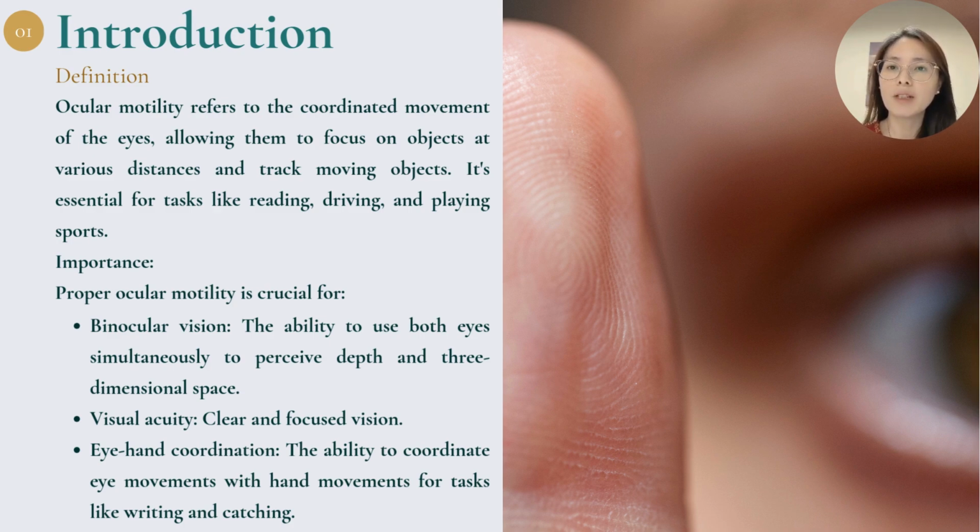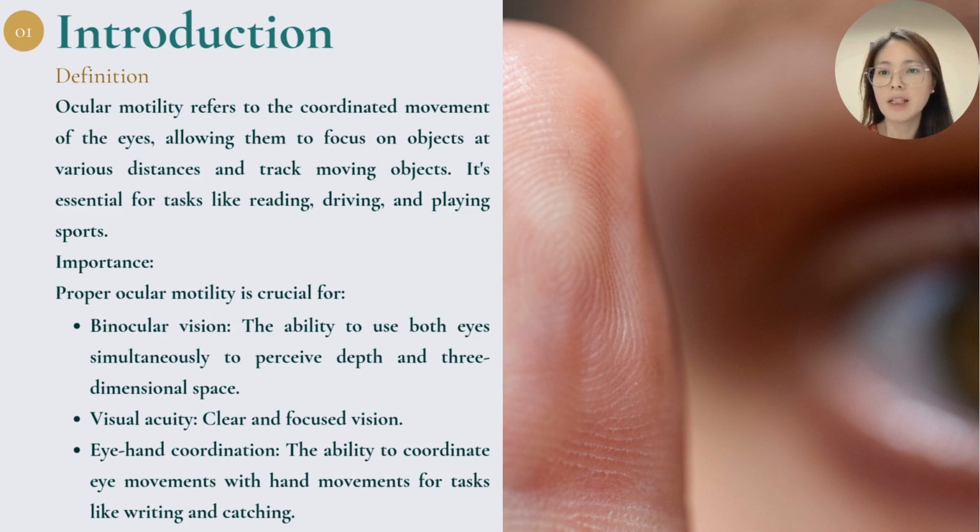Ocular motility refers to the coordinated movement of our eyes. These coordinations allow us to focus on objects at different distances and track moving objects accurately. Ocular motility is essential for many daily tasks like reading, driving, and playing sports. Now, let's look at why proper ocular motility is so important.